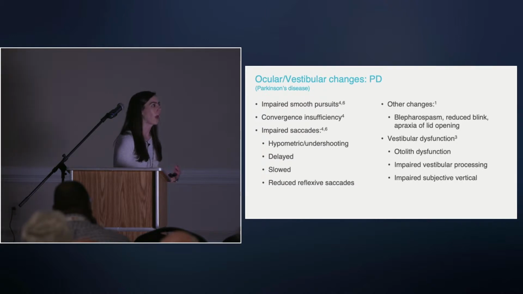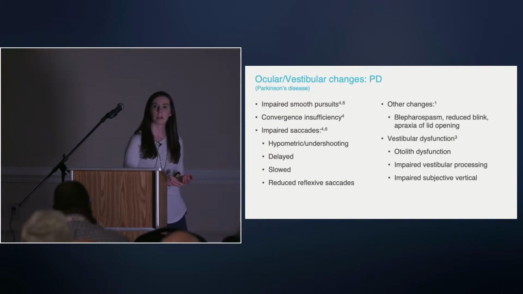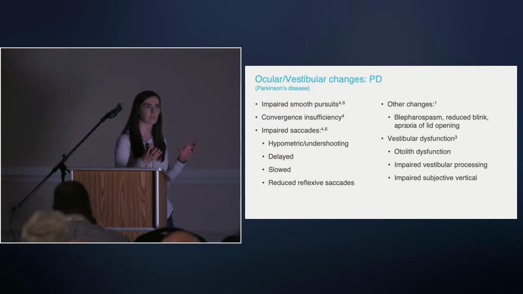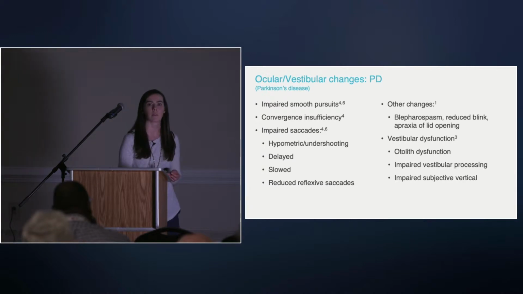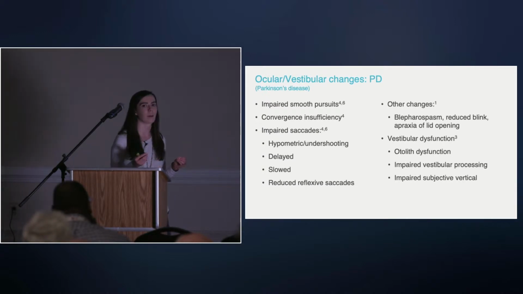Some other changes that can happen with the eyes are something called blepharospasm, which is like an eyelid twitching. Sometimes it can be a really forceful movement. I can get reduced blink rate. And then apraxia of lid opening, which means that maybe if I do get one of those really strong contractions of my eyelid, I might have a hard time opening my eyes up again.